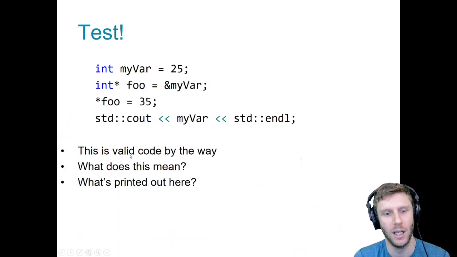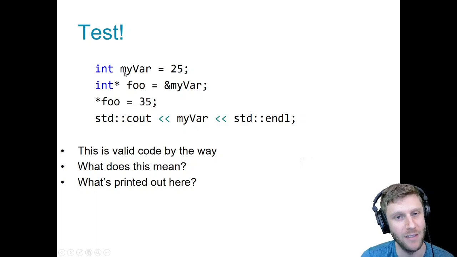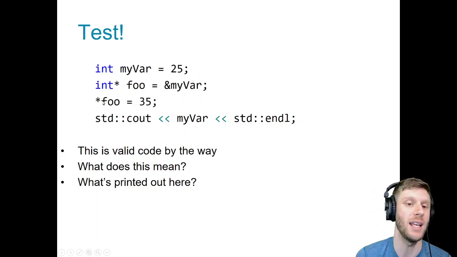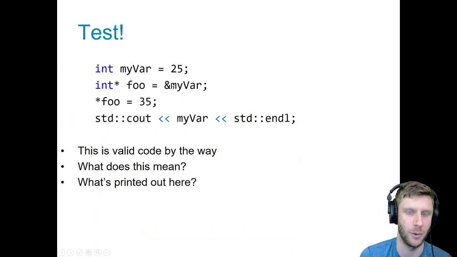Whoop. So quiz, what should be printed out here? 35. Why? Well, we actually changed my var through the address of where my var is and dereferencing it. Again, kind of undo operators. Here we got ampersand and then we undid it with the star.